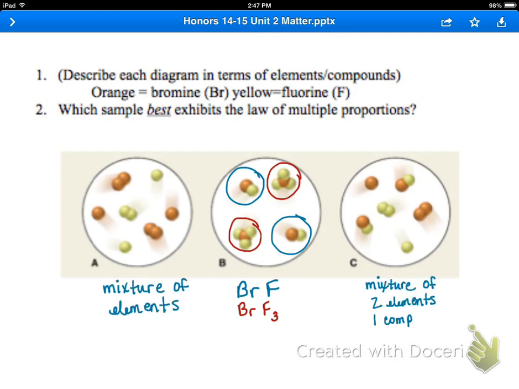Labeling elements and compounds, A is a mixture of 2 elements. C is a mixture of 2 elements plus a compound. So both of these would be mixtures.